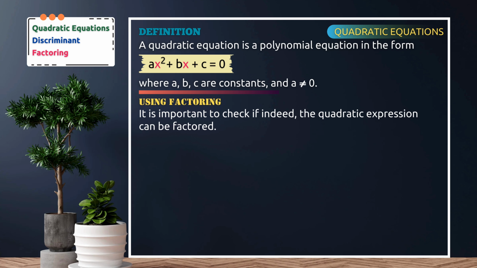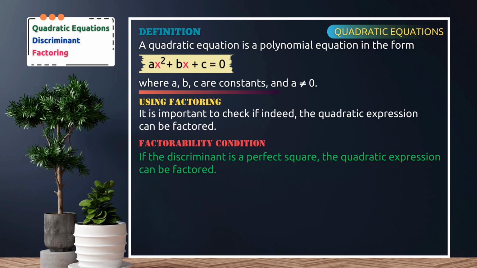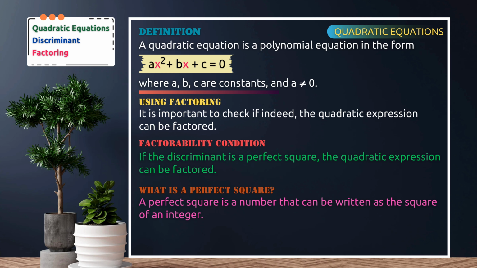To use factoring, it is important to check if indeed the quadratic expression can be factored. To do so, we use the factorability condition, which states that if the discriminant is a perfect square, the quadratic expression can be factored. Remember that a perfect square is a number that can be written as the square of an integer. Examples are 0, which is 0 squared, 1, which is 1 squared, 4, which is 2 squared, and 49, which is 7 squared.